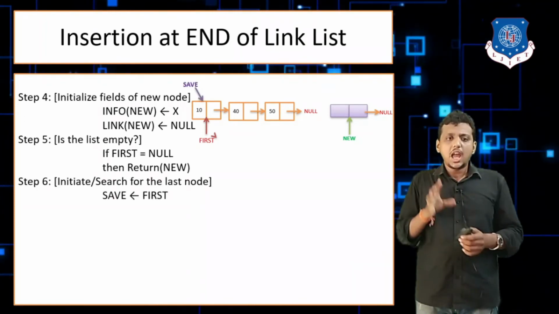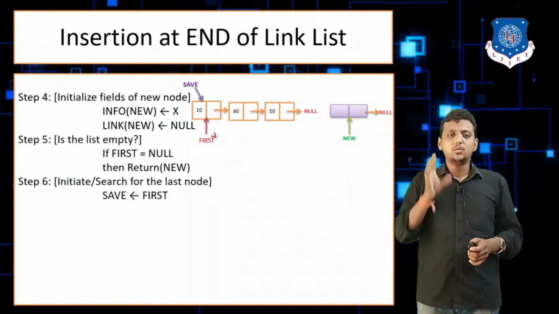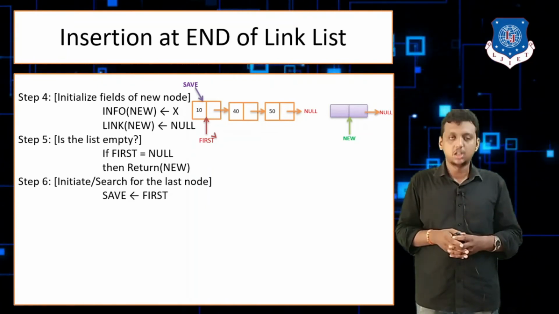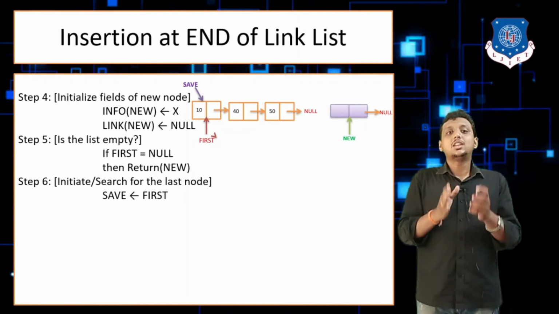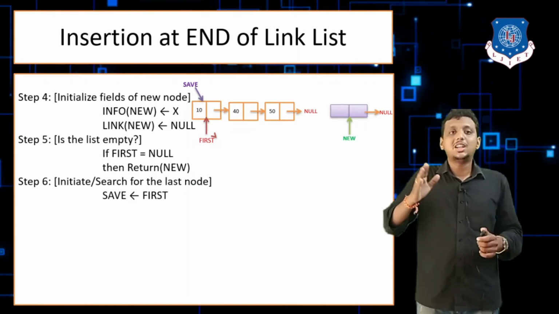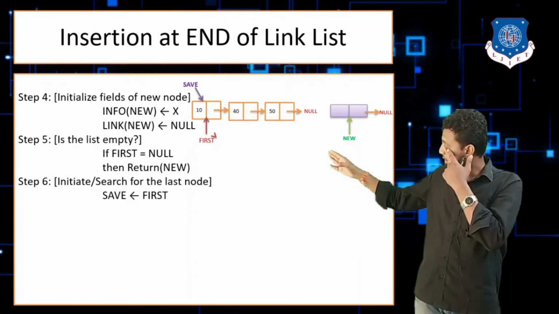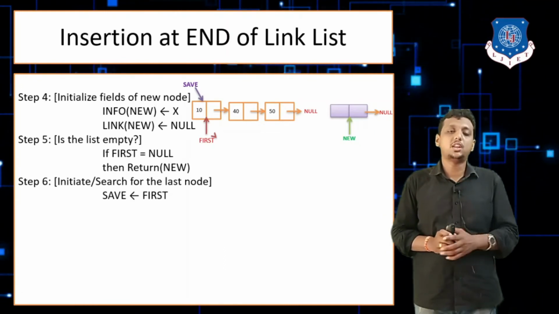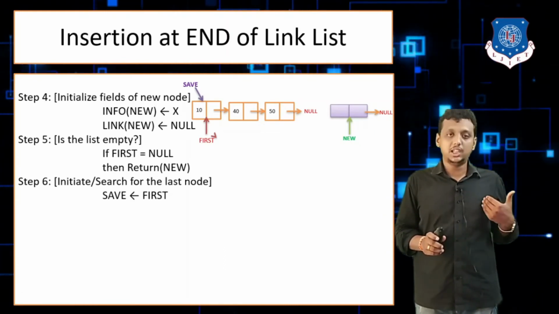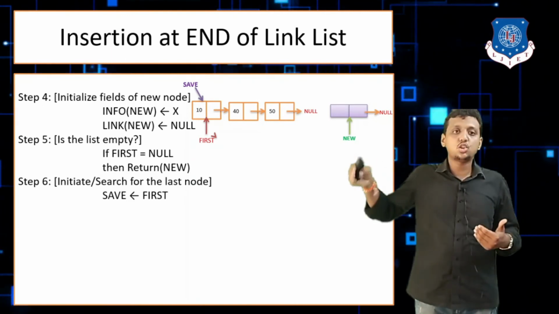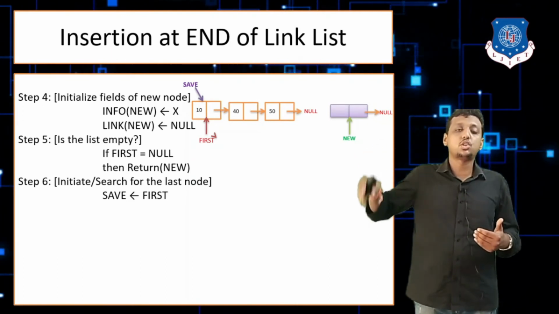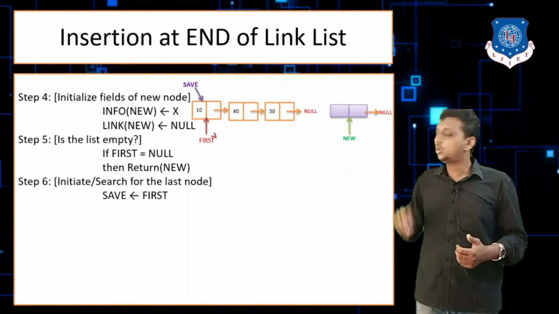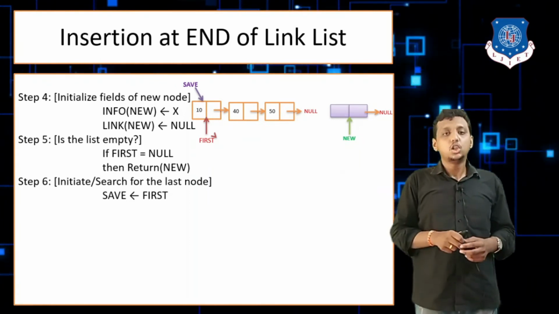Here it is, students. What I'm going to do is initialize one pointer that is known as save pointer. You can also call it a temporary pointer. I need to initialize the save pointer to search for the last node of the list. Right now I have only one pointer, known as first, so I know the beginning of the linked list, the first position of the first node. So I'm going to assign save pointer to the first.